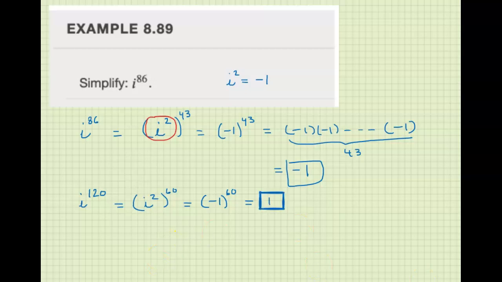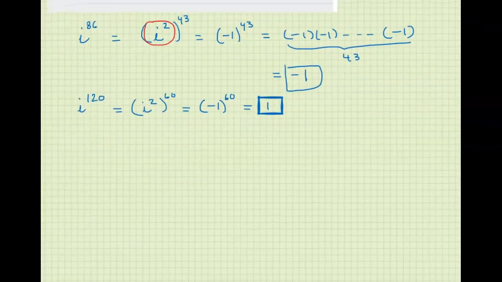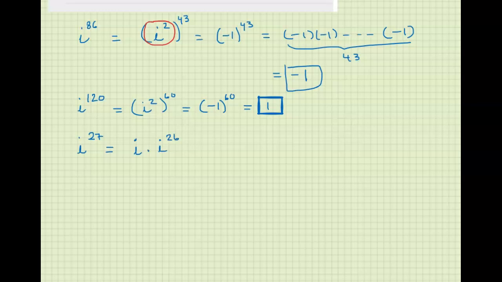Let's look at a couple of other examples. Let's try some odd powers. Let's say I have i to the 27. Now the problem is that 27, I can't do 2 times something. So I'm going to pull out one of the i's. I'm going to say this is i times i to the 26. See where I'm going? I have i, then i to the 26 is i squared to the 13.